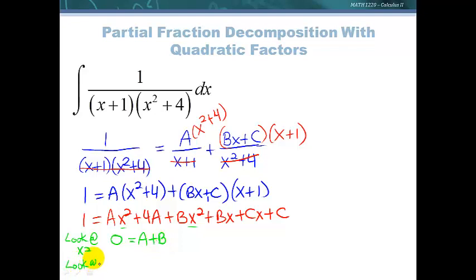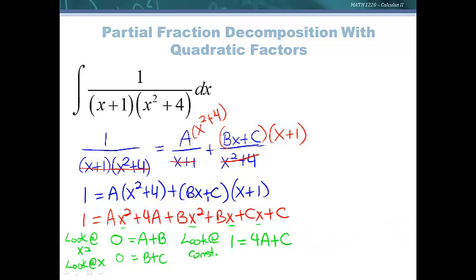Now I'm going to look at the x's. There are no x's on the left-hand side. On the right-hand side, I have b plus c. And then finally, I'm going to look at the constants, constants being no x's in them. On the left-hand side, I have a 1. On the right-hand side, I have 4a plus c.